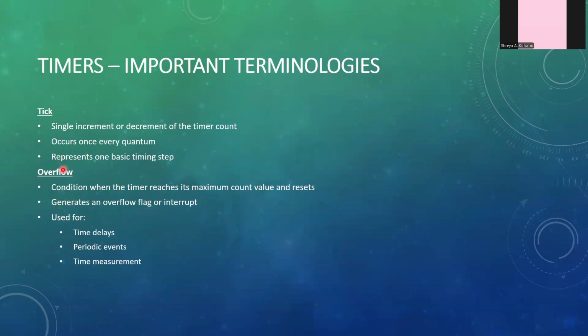Then this overflow generates an overflow flag or interrupt. This is used for time delays or periodic events. If something is periodic, it will repeat after a certain time. Using this, we can also change the limits. It need not be 0 to 255. We can set it from 0 to 100 also. So after every 100 ticks, it will start resetting or repeating. So it can be used for periodic events and also for time measurement.